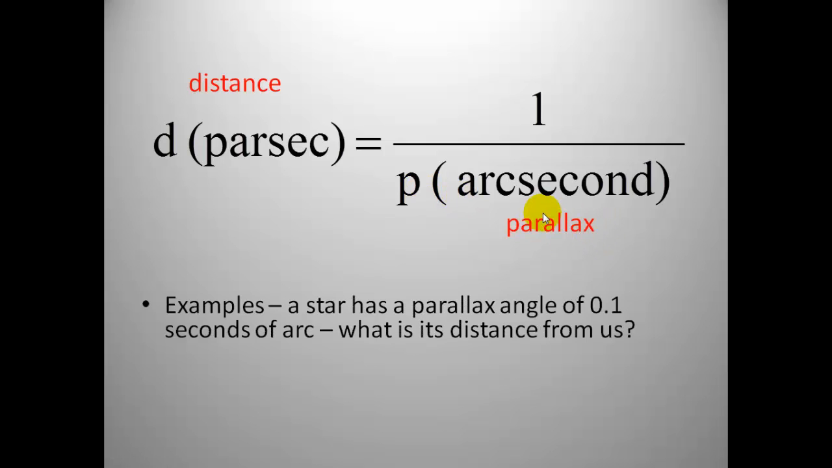So we look at an example. A star has a parallax angle of 0.1 seconds of arc. What is its distance from us? Well, we know the formula is d equals 1 divided by p. The distance we're going to find in parsecs is 1 divided by the parallax, which is 0.1 seconds of arc. So we find that the distance is equal to 10 parsecs. This is as easy as it gets.